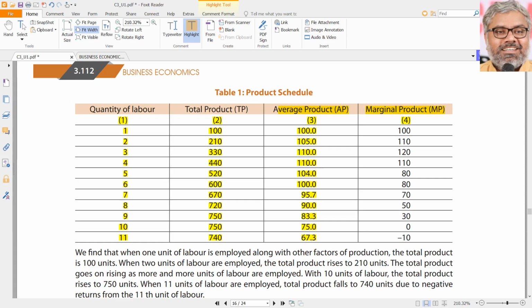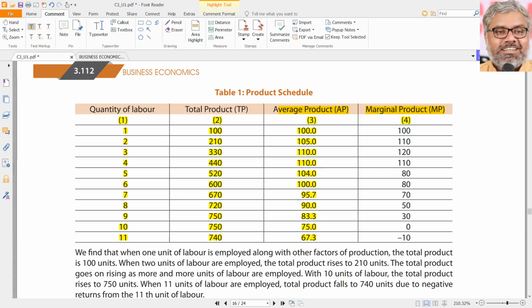So what can we observe from this? Total product is increasing up to a certain level, later declining. Average product is also increasing up to a certain level, later declining. But is it happening at the same place? No. The total product started declining only after it reached the maximum, that is 750. That is the maximum. Then it started declining from 750 to 740 onwards.